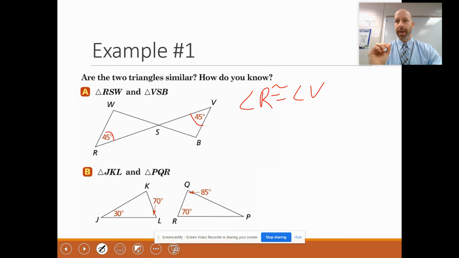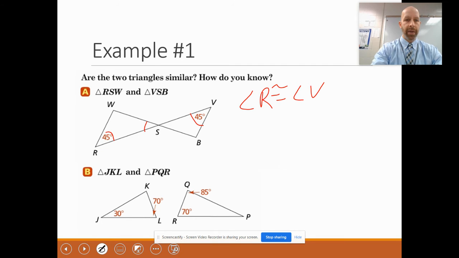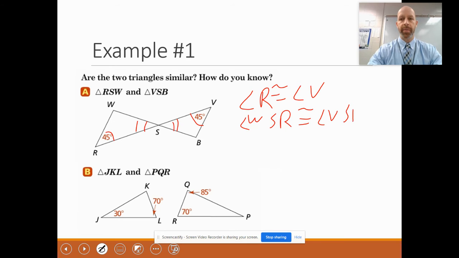It'd be nice if we could find another pair of angles that are congruent, and the good news is we can see that. We know that this angle, angle WSR, has to be congruent to this angle here, angle VSB, because they are vertical angles, and we know that vertical angles are congruent. So therefore, we can conclude, and I'm going to write a similarity statement. We can say that triangle RSW is similar to triangle VSB.